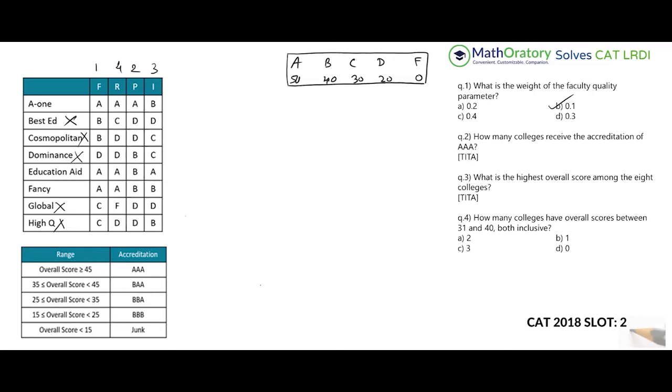The remaining ones are A1, Education Aid, and Fancy. So let us go one after the other. I'm going to use weighted average techniques. In this case, I'll use allegation. I'm going to use reverse allegation to be precise. And let us see how to do that.